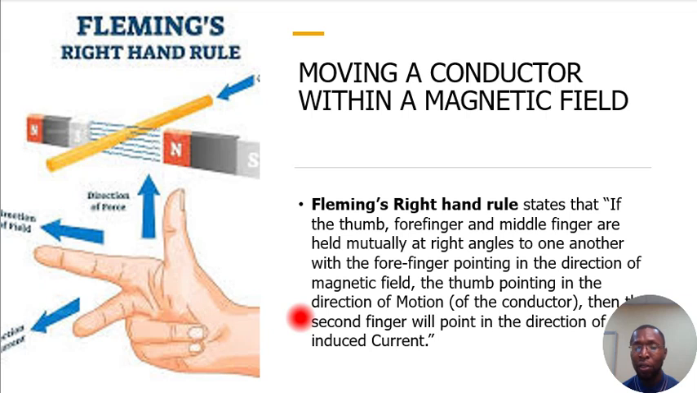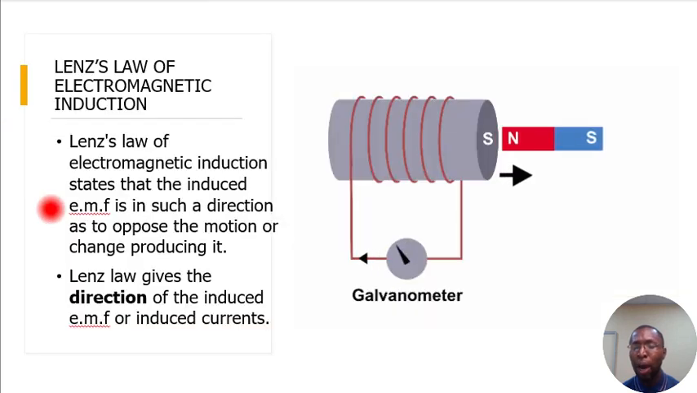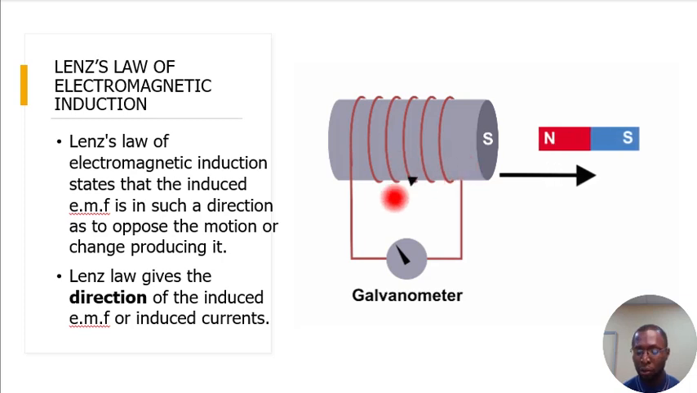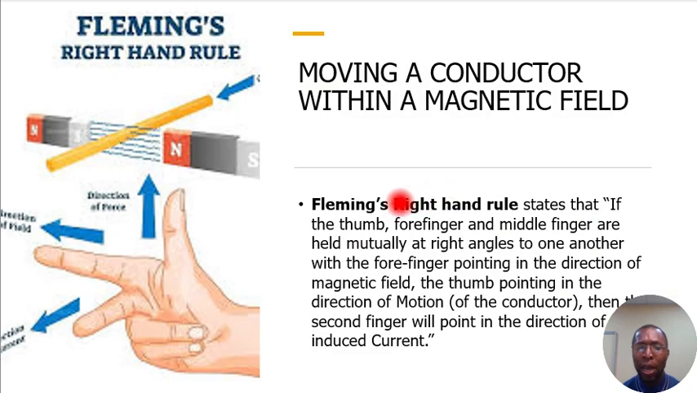Okay, let's now talk about another aspect of electromagnetic induction. There's another observation that the scientists have noticed. In the previous one, we were talking about moving a magnet into a conductor, and then electric current is induced. But this time around, we are looking at moving a conductor into the magnetic field. The magnetic field is stationary, and then the conductor is moved into it.